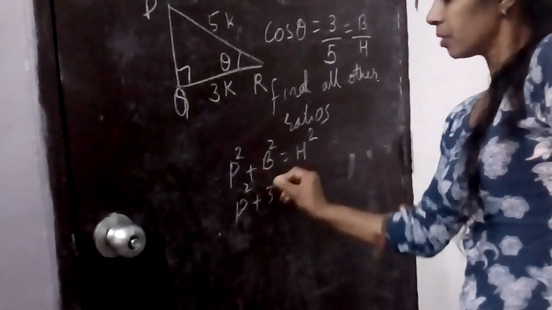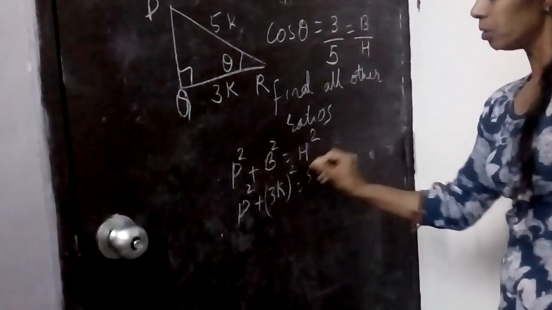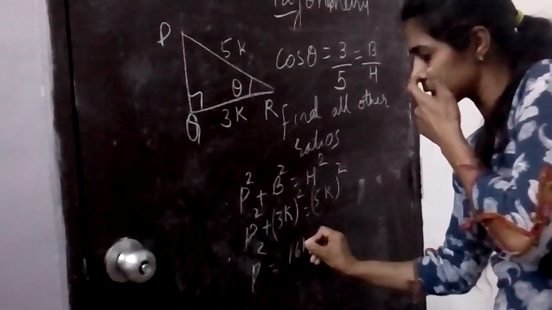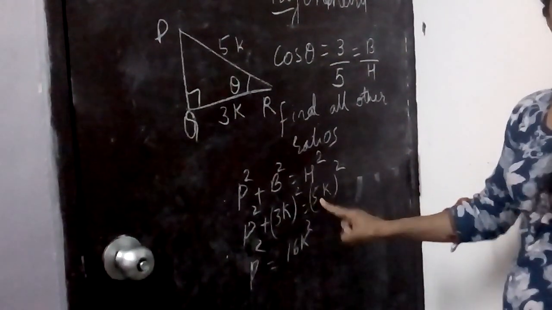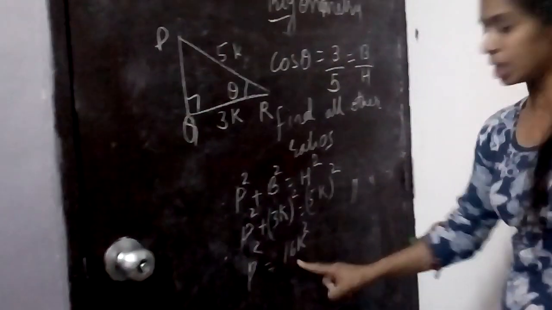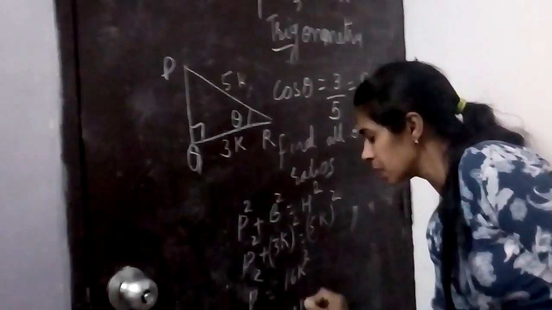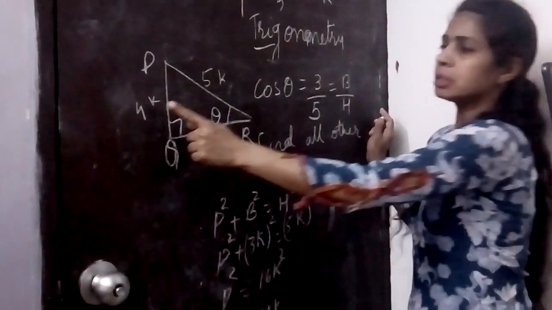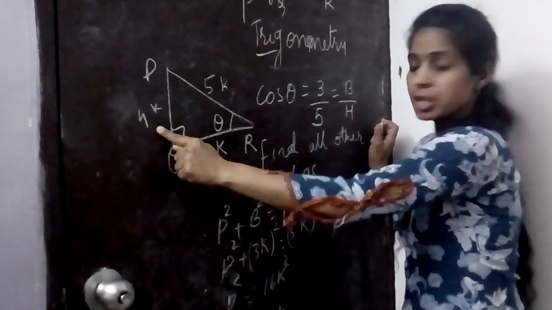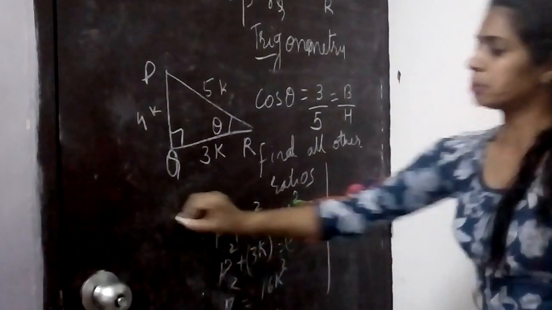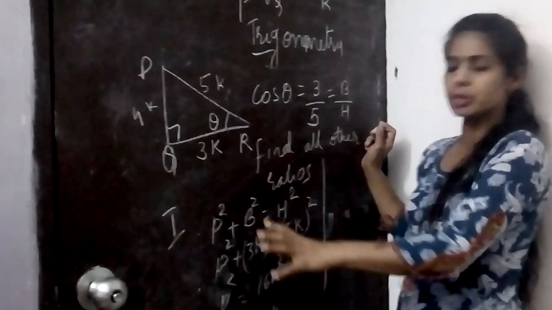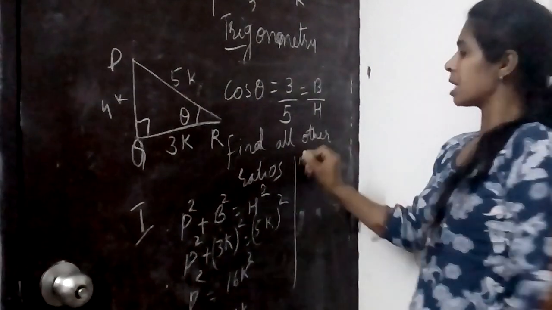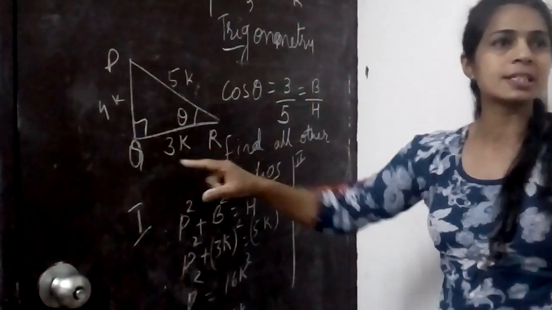It becomes 3k square plus p square is equal to 5k square. From here p square comes out to be 16k square, since 25k square minus 9k square is 16k square, and p from here comes out to be 4k. So in this way now I have completed my triangle. The missing side has been calculated. Every such question you will be solving with this first step: complete the triangle first. Second step, simply apply the formulas that you have learned.